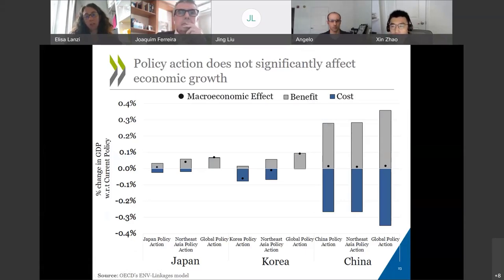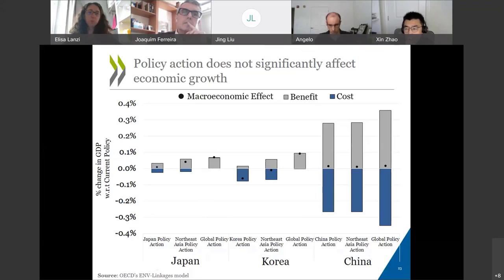Now, the costs, as I said, come from the additional investments in the improved technologies, but here what we see is that it's a smaller effect because there are general equilibrium effects which reduce the overall macroeconomic costs at the end. The black dot reflects the net effect from the benefits and the costs. And so what we find is that largely the effects are quite small and the costs and benefits offset each other.